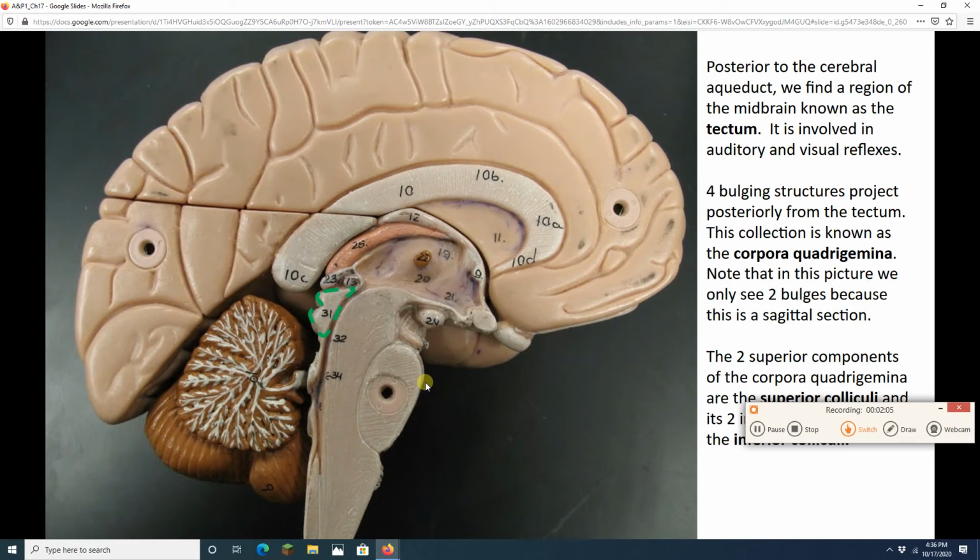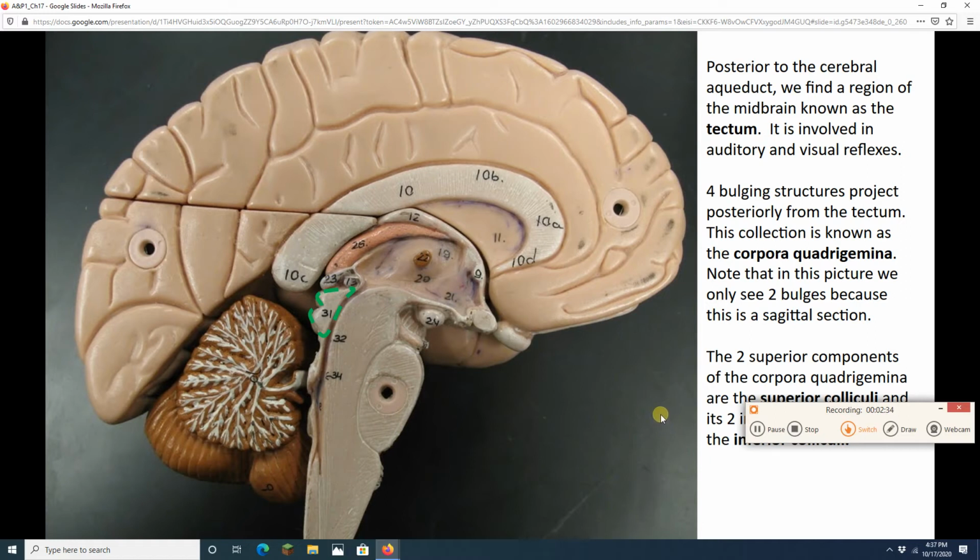Now, if we go posterior to the Cerebral Aqueduct, we are going to see a region called the tectum. The word tectum means roof. It's more of a roof in quadrupeds, less of a roof, more like a back wall in bipeds. So this is the tectum. It is going to have four bulging structures. We can only see two, here and here, because this is a mid-sagittal section, so we're looking at half.